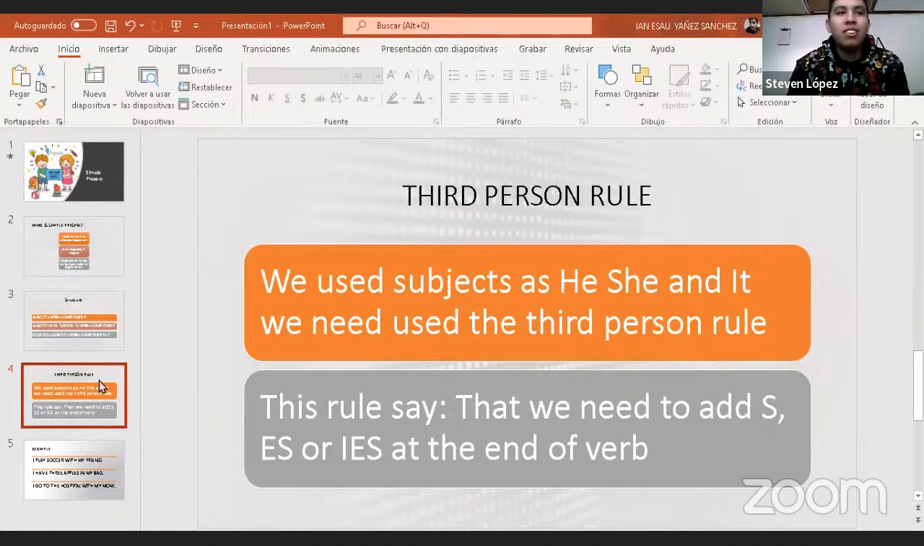Okay, in simple present, when we use the subjects he, she, and it, we need to use the third person rule. That rule says that we need to add s, es, or ies at the end of the verb.